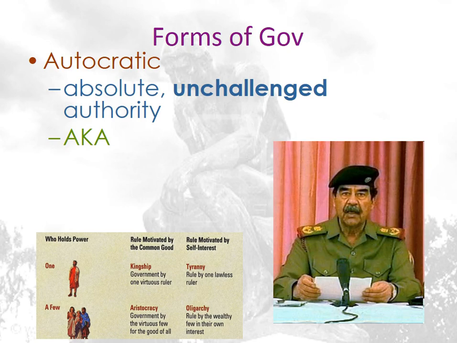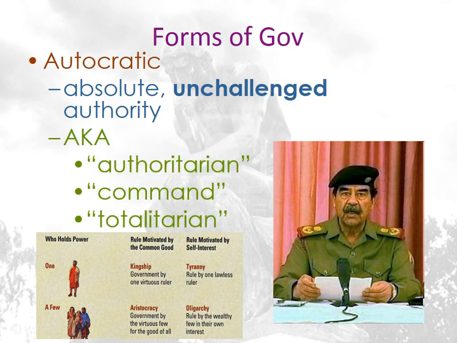The second type of government is an authoritarian government or an autocratic government. This is a situation where one or a few people have total or absolute control over the government. And so there are many different names for this. You may be familiar with some of them. An authoritarian form of government, a command form of government, a totalitarian form of government, total control. All these are autocratic forms of government. They're governments where one person or a small group of people has total control and authority over the government.